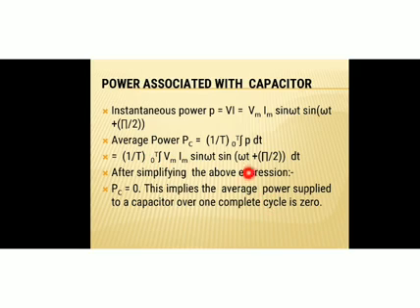So this implies that over one complete cycle, the average power associated with the capacitive circuit is 0. And this simplification procedure is same as that we followed in the inductive circuit. Okay, so for both inductive and capacitive circuit, the average power is 0. But for resistive circuit, there was a definite value for average power. And you remember that value? That was I square RMS into R.